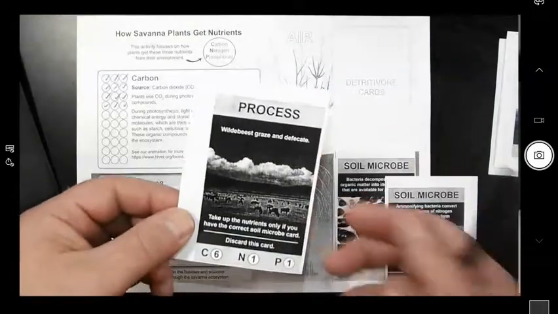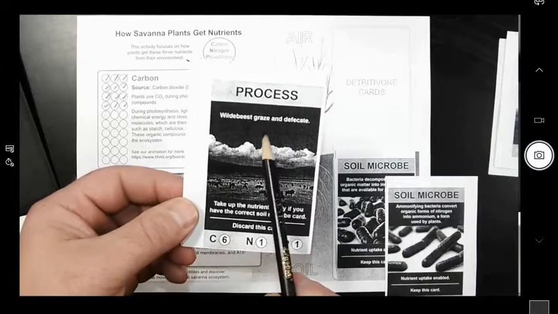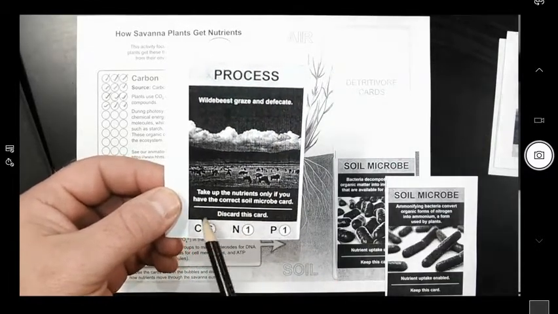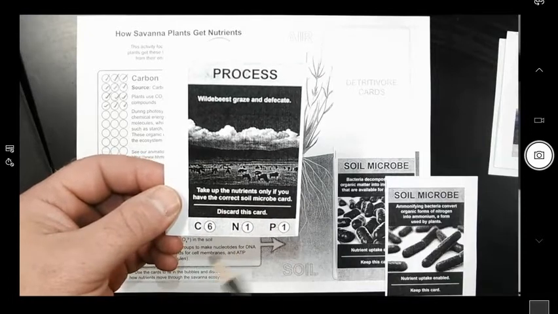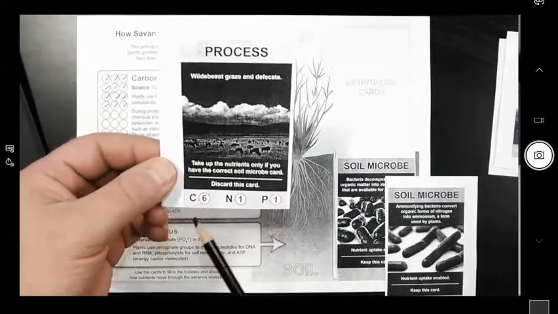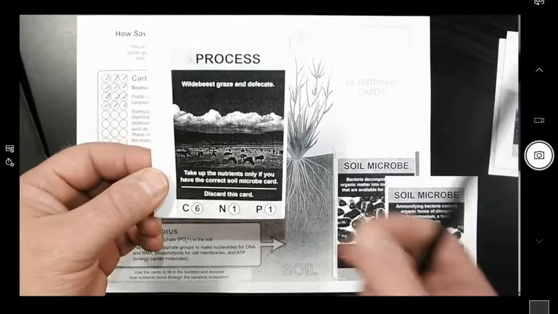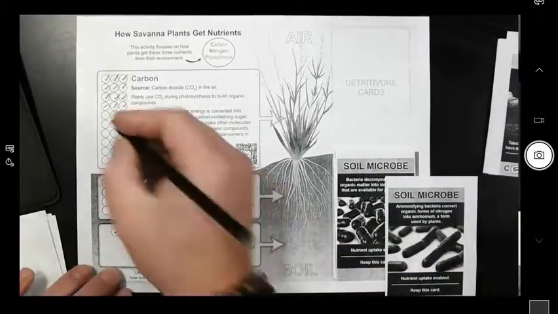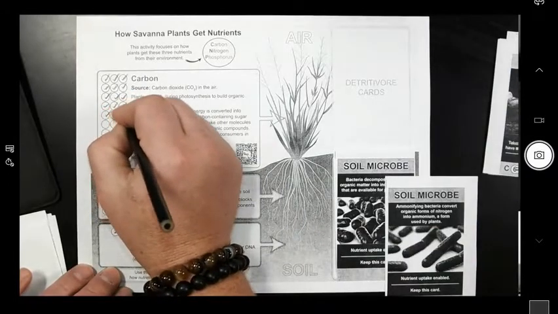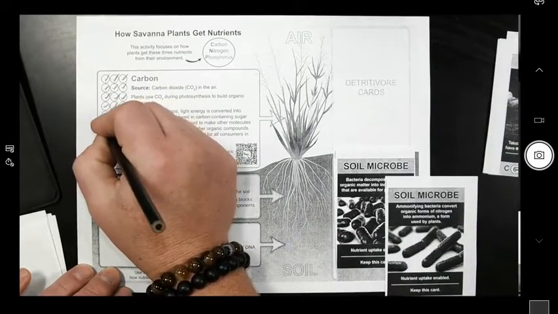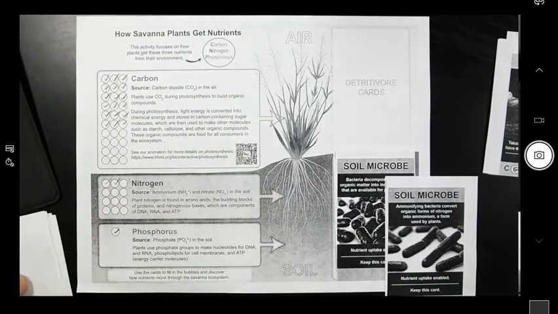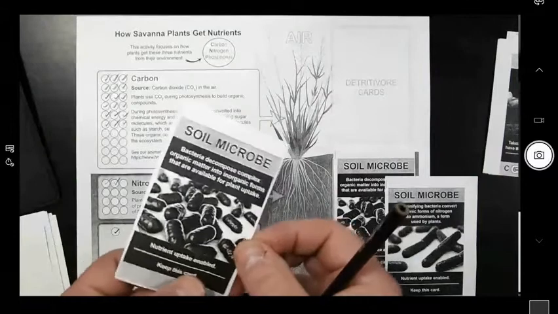So, here we go. Wildebeest graze and defecate. Take up the nutrients only if you have the correct soil microbe cards, which we do. So 6 carbon, 1 nitrogen, and that phosphorus that we're not going to use again. 6 carbon, 1 nitrogen, and still we're good on the phosphorus. Next.